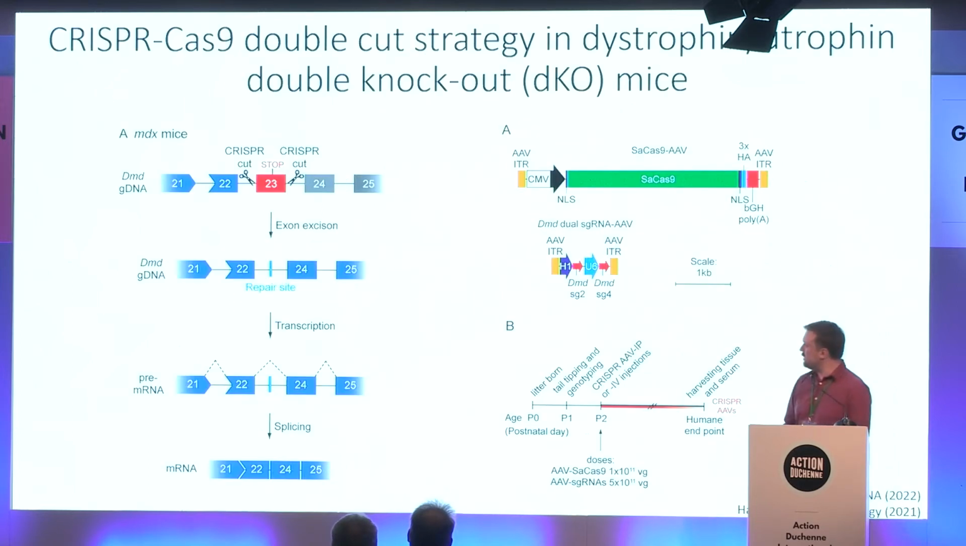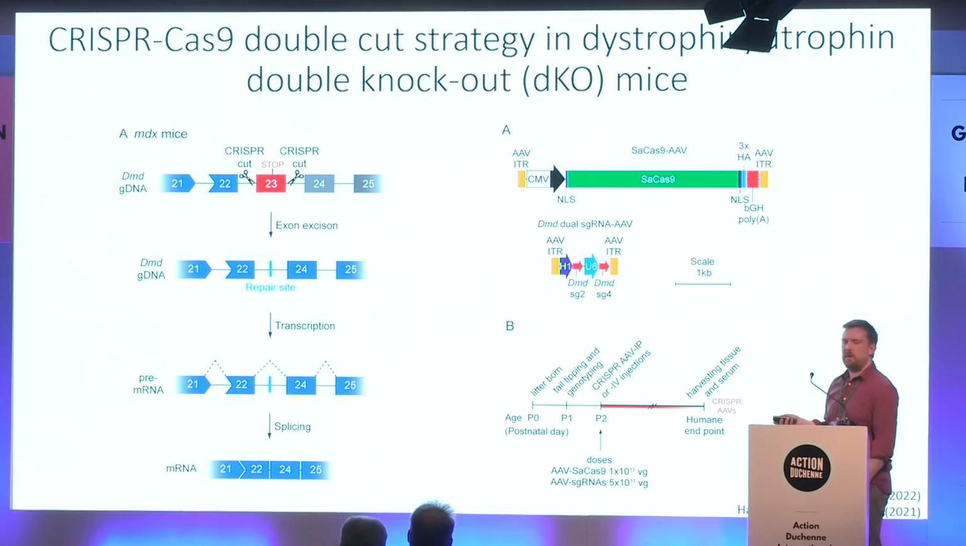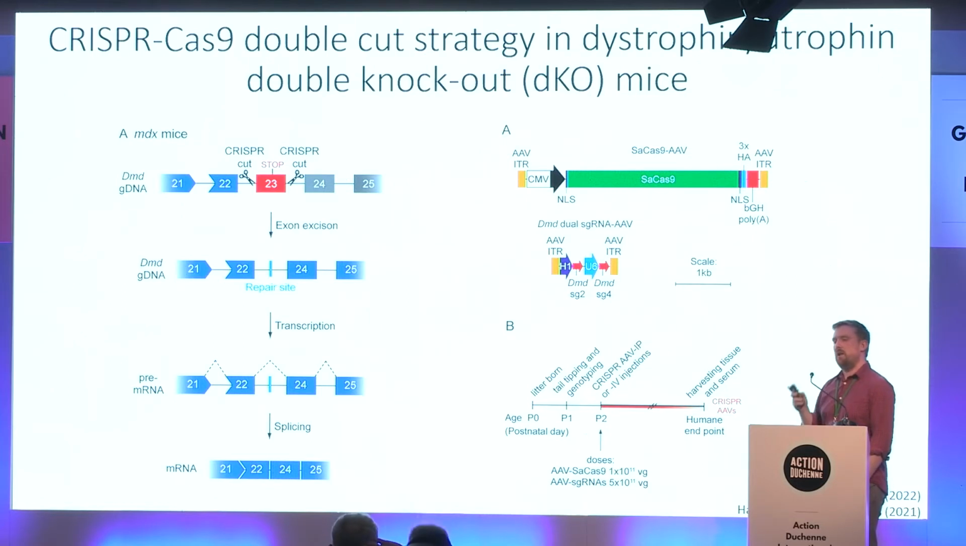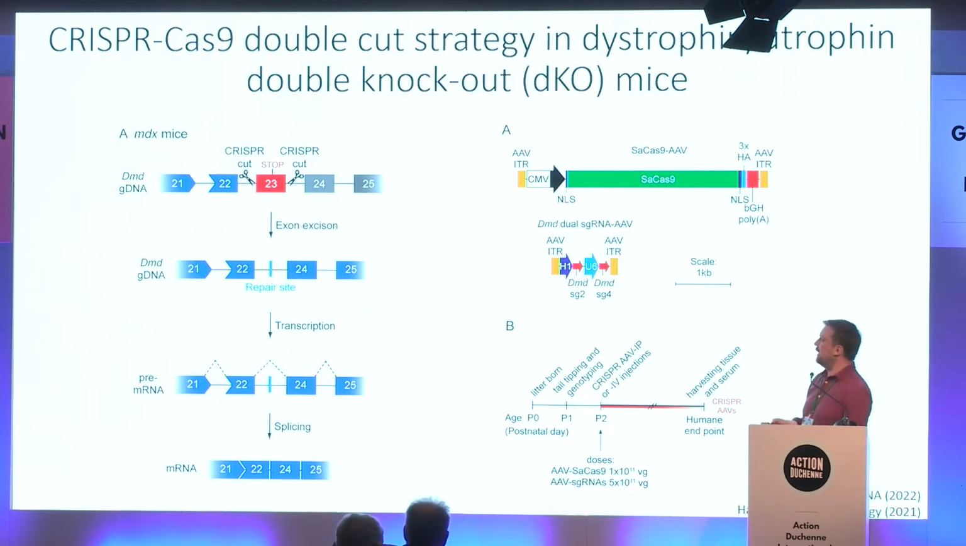So here's the approach. We're trying to remove exon 23 in the MDX mouse. Oh, sorry, this is actually in the DKO mouse. This is a utrophin-dystrophin double knockout. It's a very severely affected mouse model. It has the same mutation as the MDX mouse, but those mice die typically within 8 to 10 weeks of age.